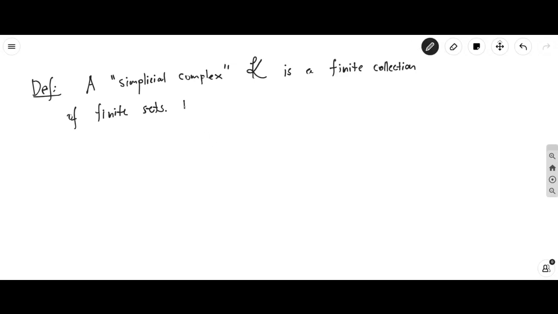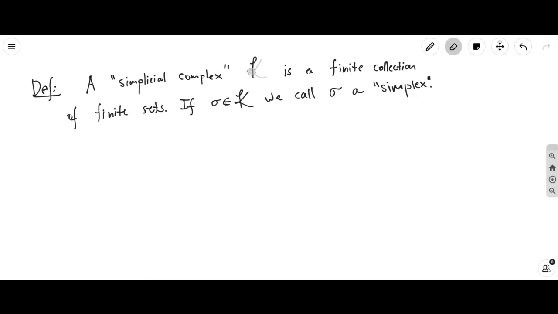And then we would say that if sigma belongs to K, we call sigma a simplex. So we're going to call it a simplex. But of course, this is just a set. So K is a collection of sets.